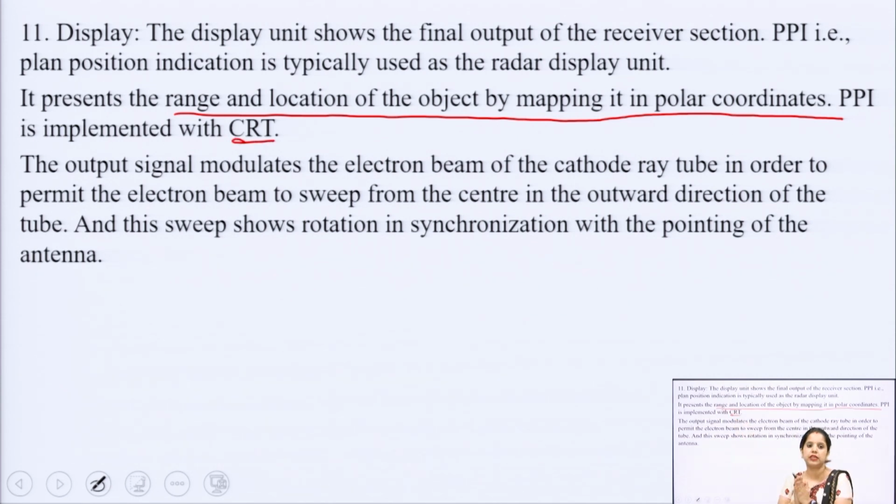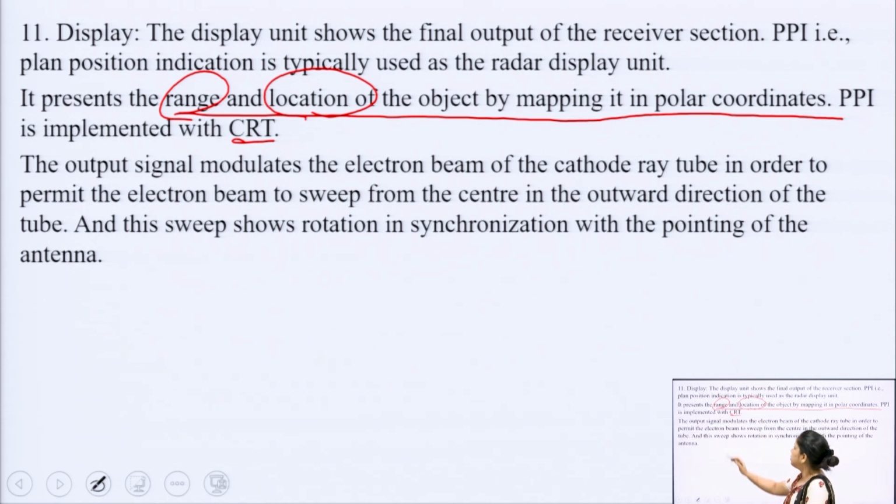So, here in the display section we are actually able to present the range and location of the object, and this is only possible if we amplify the signal with the help of the video amplifier, and the received signal surpasses the threshold value. Then we can see the target is present, and only then these values are detected, otherwise it is not possible.